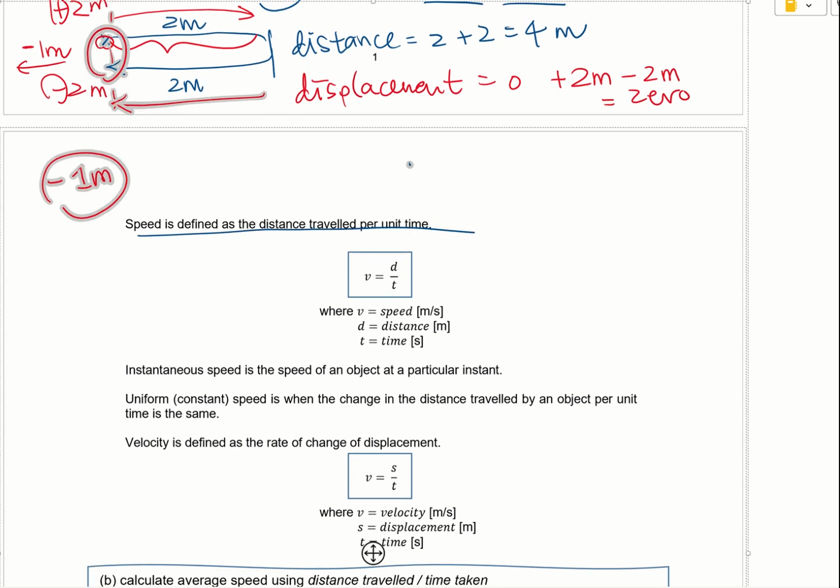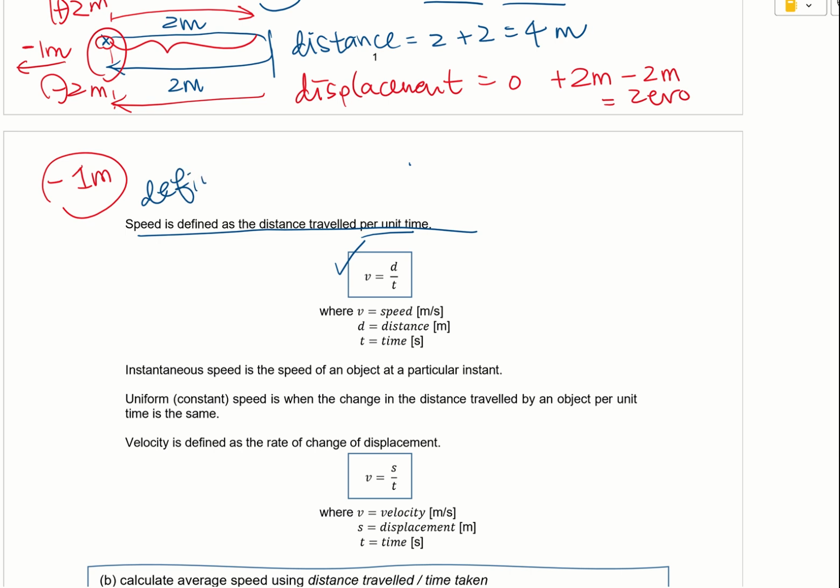Now, speed is defined as the distance traveled per unit time. So per unit means I have distance over time, or distance divided by time. So this is a formula that you need to memorize. This is a definition that you need to memorize as well. Okay, now the SI unit for distance is meters. You learn in chapter 1. SI unit for time is seconds. Therefore, SI unit for speed will be meter per second.